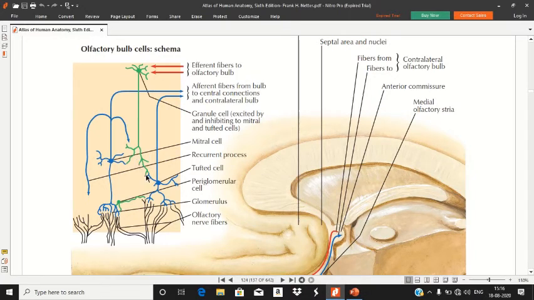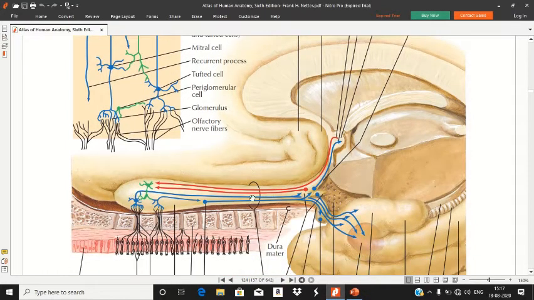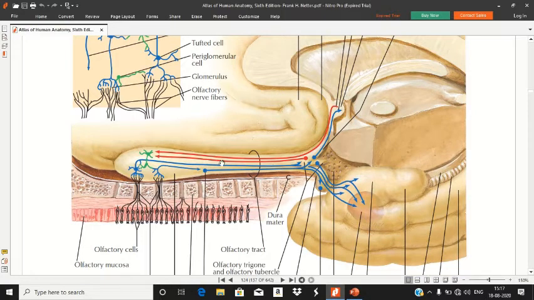Then the axons of the mitral cells arise from the center of the basal zone and form a chief constituent of the olfactory tract. So in the olfactory tract, the structures we can identify are the dendrites of the tufted cells and the dendrites of the mitral cells. Then a layer of granule cells we may also see in that.